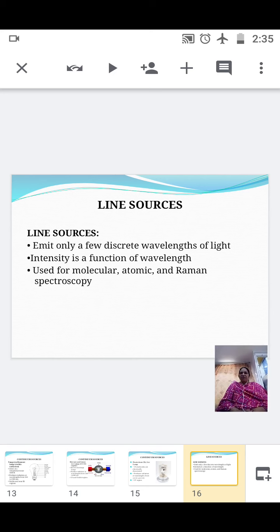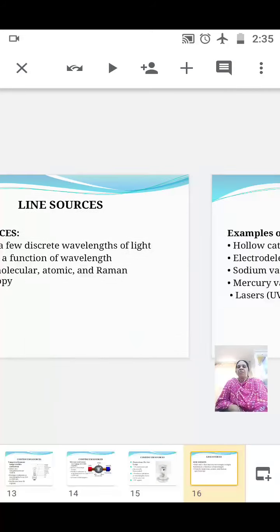Intensity is a function of wavelength here also, and it is used for molecular, atomic and Raman spectroscopy. Line sources emit radiation with discrete, well-defined frequencies. They emit only a few discrete wavelengths of light.